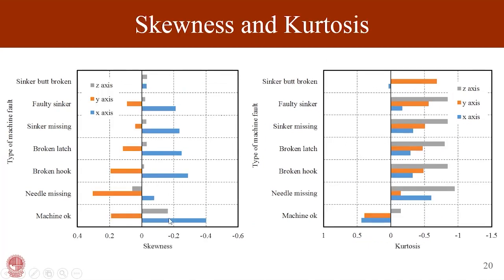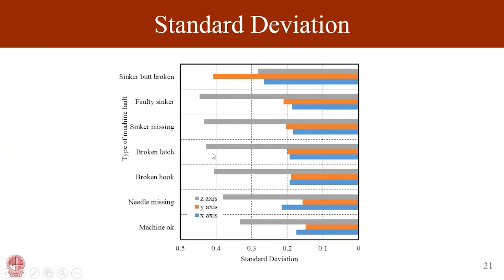Now, it is the same case in terms of skewness and kurtosis. In these statistical features, the values also seem different during different faults. And the standard deviation also shows the same. We can see the standard deviation of different fault data is completely different.